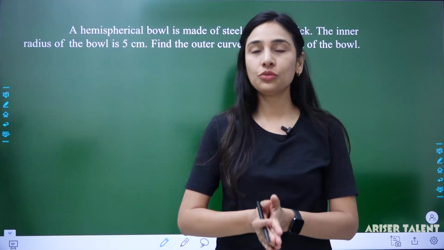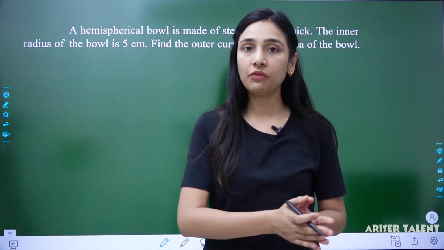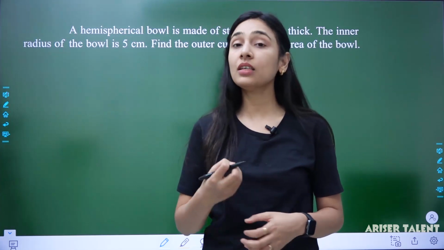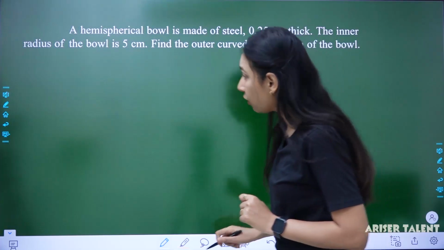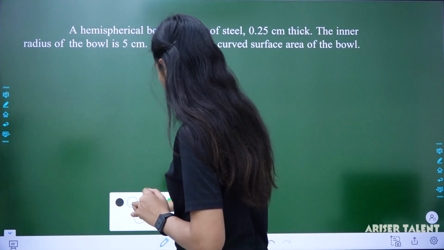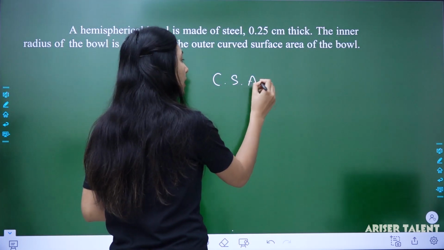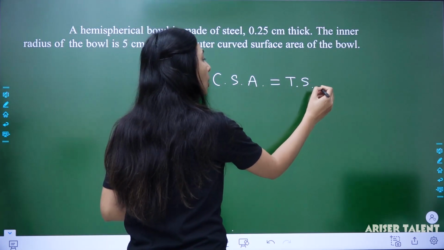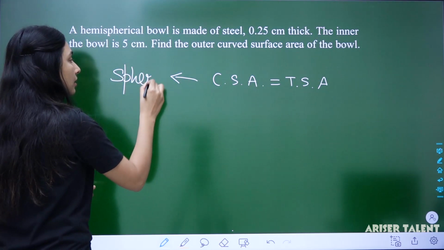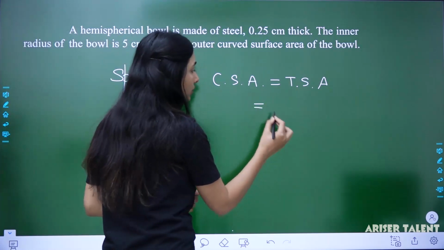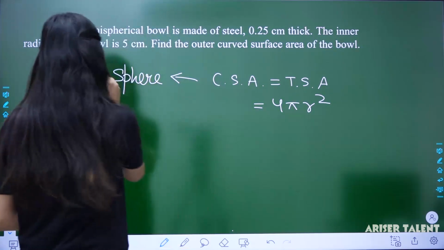We have understood about sphere, okay, and in the previous session we have talked about the surface area and the curved surface area of sphere and the hemisphere. So when we talked about it, we talked that the curved surface area and the total surface area of sphere is equal, and which is equal to 4 pi r square, isn't it? First thing we got to know.